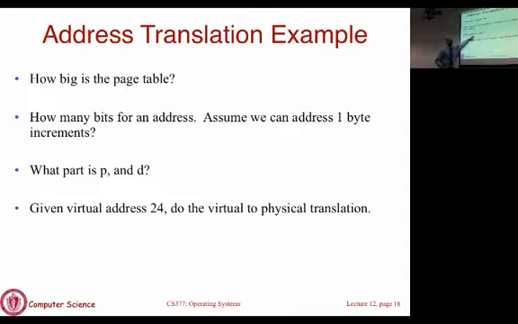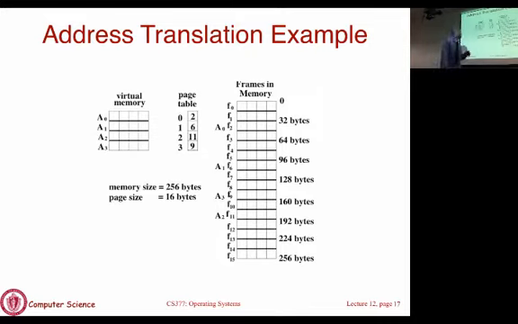And now it asks which part is the page number and which part is the offset within the page. So you are given 8 bits. Some of those high order bits will be the page number. Some of the low order bits will be the offset within the page. Question is, how many bits do you need for the page number and how many bits do you need for the offset within the page?